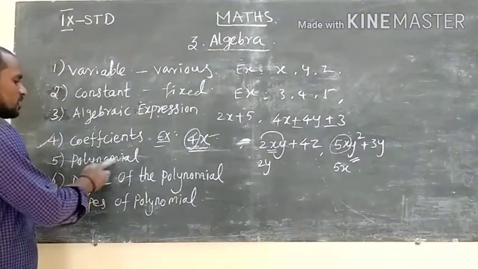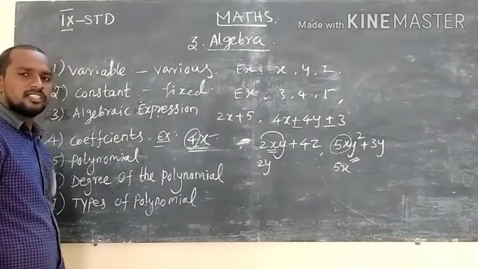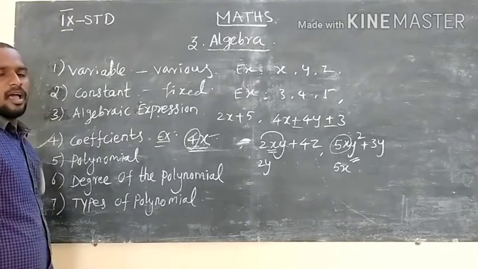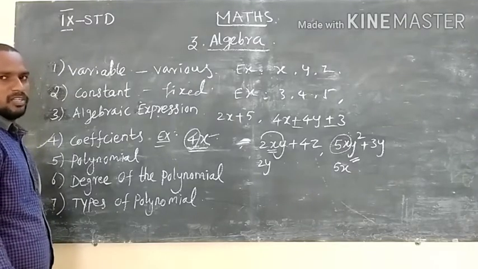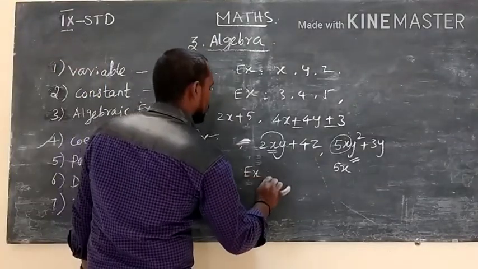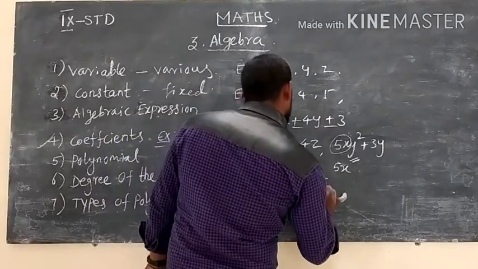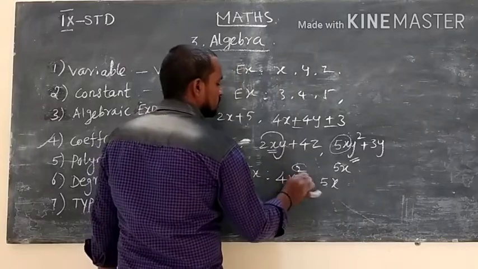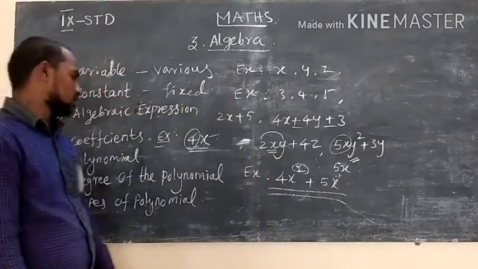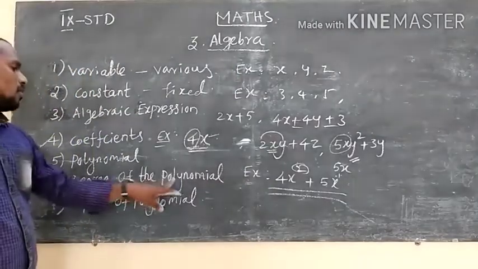The definition of a polynomial: a polynomial is an arithmetic expression consisting of constants and variables that involves the four fundamental operations and non-negative integer exponents of the variable. An example is 4x square plus 5x. Both powers are non-negative. This is an algebraic expression.